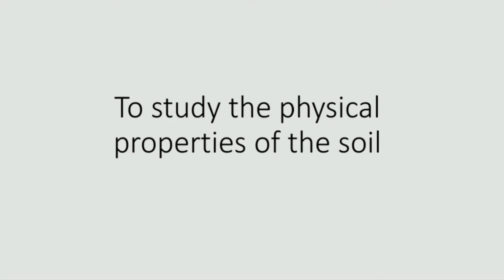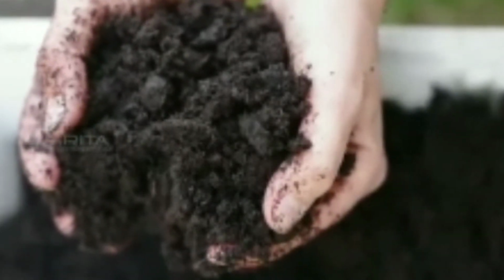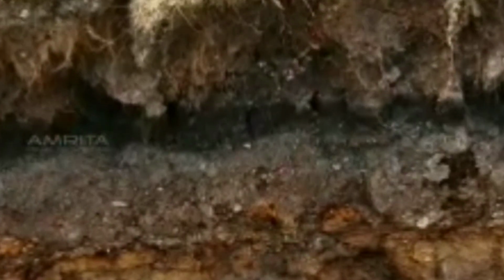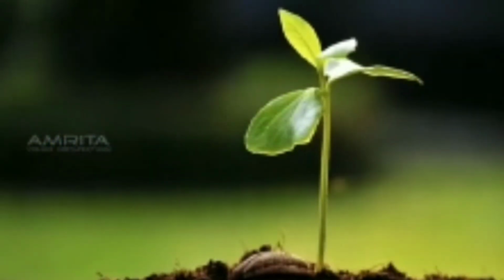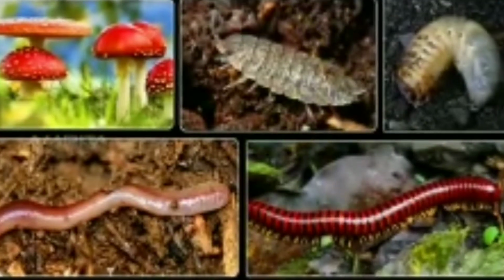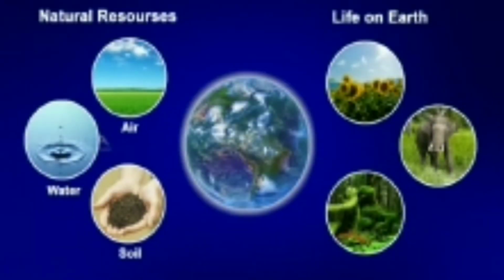Hello everyone. Today we are going to study the physical properties of the soil. Soil is the upper humus containing a layer of the earth consisting of rock and mineral particles mixed with decayed organic matter. Soil sustains plant life and contains numerous living organisms. Soil, along with air and water, is one of the three most important natural resources and we cannot live without it.